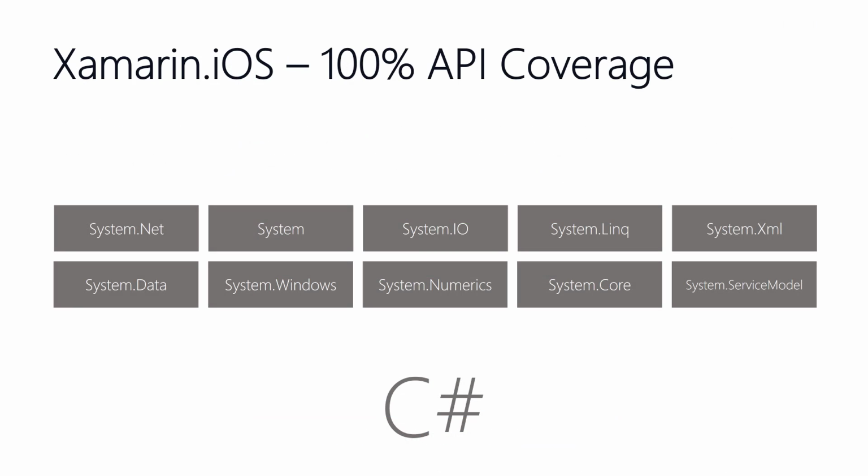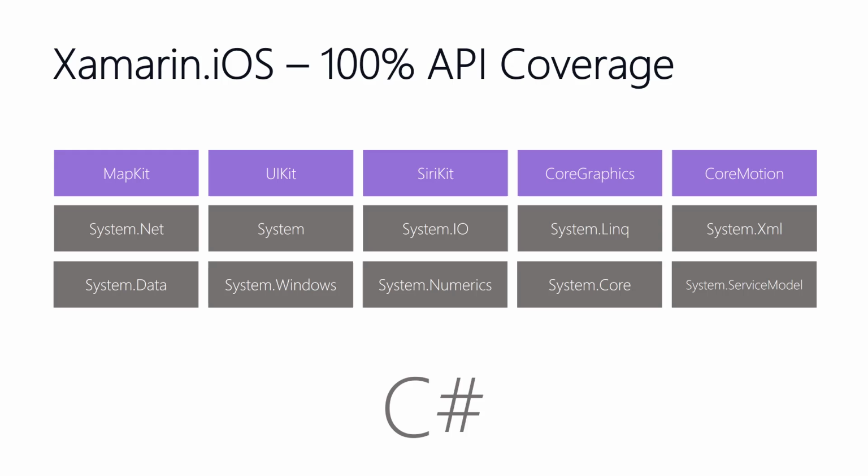Now, you might be worried about API coverage. Apple and Google are constantly adding new features to their respective operating systems. Can you use all the features available to Swift developers, for example? Can you use all of the new iOS 10 features? Well, the answer to that is yes. Xamarin has 100% API coverage, but all accessible in C#.